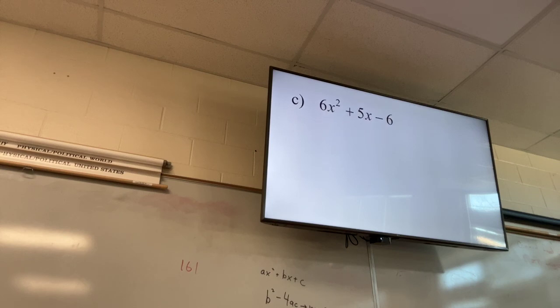I look at C. Okay, are there any common factors? No, there's not. Oh no, and the lead coefficient is not 1. Sad face. It's a little sad face there. All right, little sad face. Okay. So what do I do now?